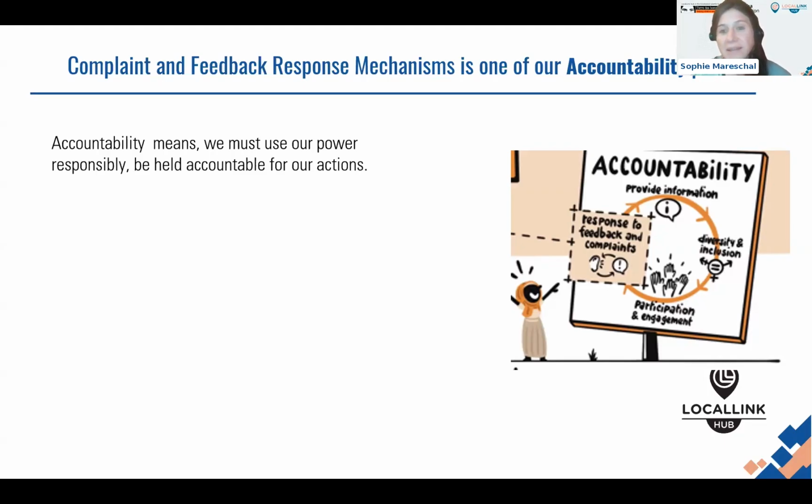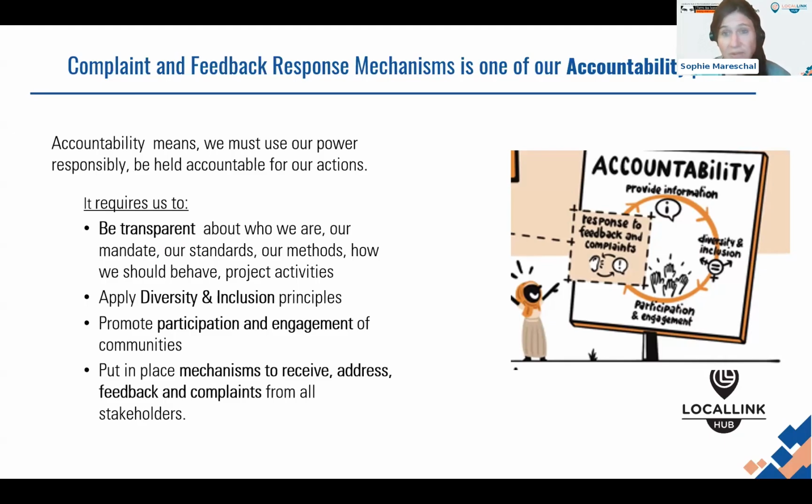And accountability means that we must use our power responsibly. We must also be held accountable for our actions. And this requires us to be very transparent about who we are, our mandate, our standards, our methods, how we should behave, our code of conduct, and our project activities. We also must apply diversity and inclusion principles and promote participation and engagement of communities, and put in place mechanisms to receive and address feedback and complaints from all stakeholders. It's one of the pillars, but it cannot work alone.